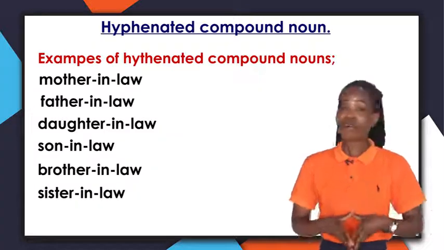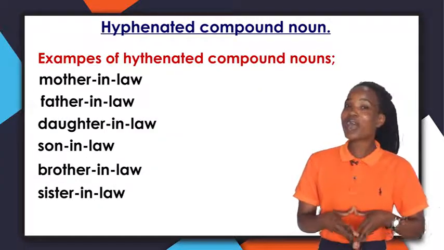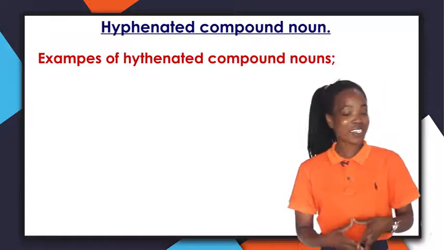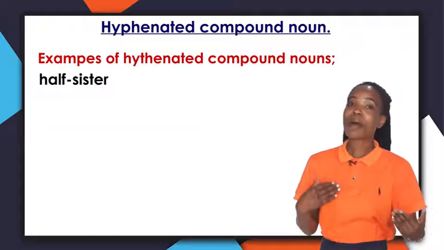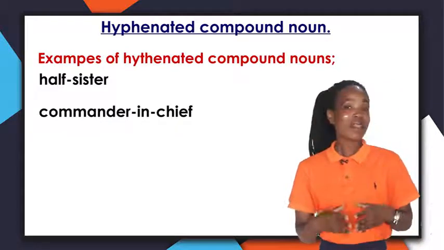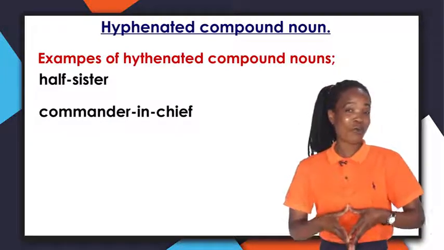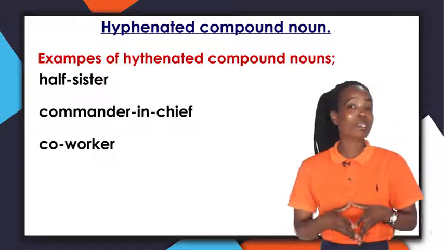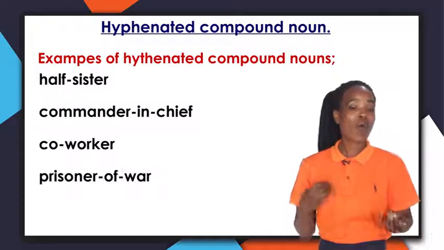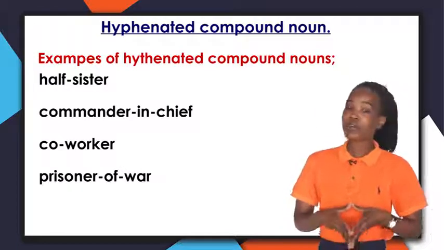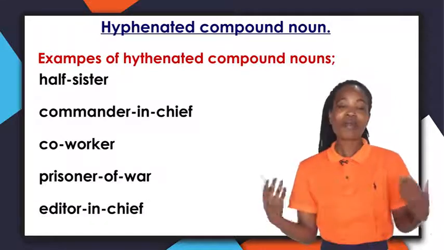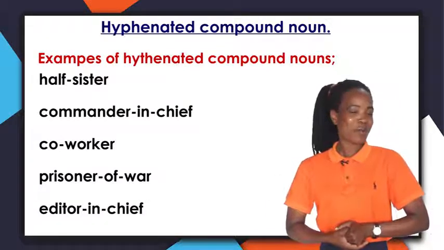After that, we have another hyphenated compound noun as half-brother. From half-brother, we have half-sister. There we also have commander-in-chief. Another compound noun which is also already on your screen is co-worker. From there, we have another compound noun as prisoner of war. Thereafter, we also have another compound noun as editor-in-chief, and many other compound nouns, my precious viewer.